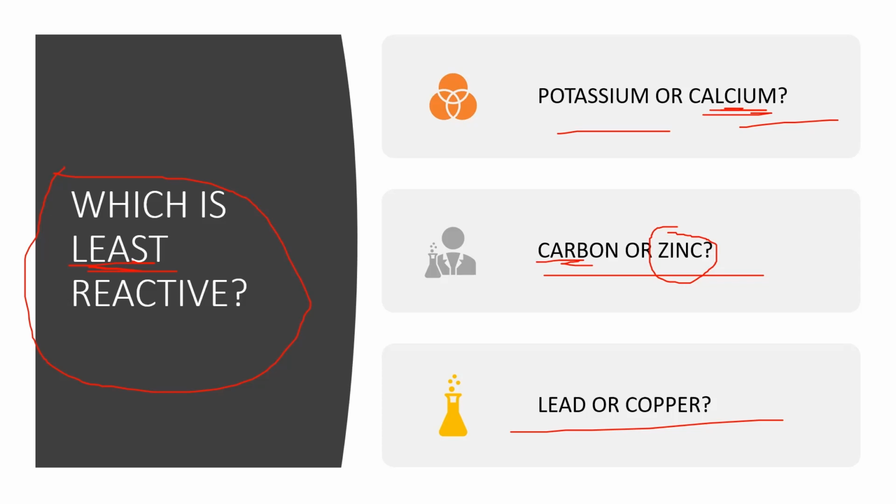Lead or copper? Again, which one comes first here? The lead came first, so lead is more reactive. In this case, what's the question asking? Least reactive. So the answer is copper. Copper is further down the list.